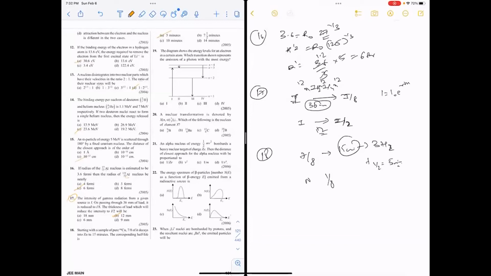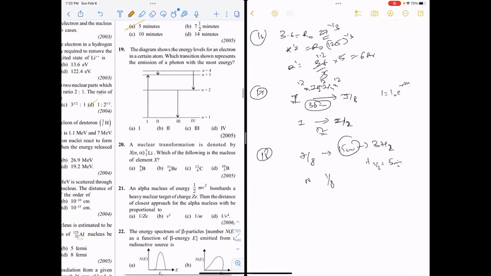Do the 19th question. The diagram shows the energy levels of an electron in a certain atom. Which transition should represent the emission of a photon with most energy? So basically 4 to 1 is the highest. It is not there. Then 2 to 1, 3 to 2, 4 to 2, 4 to 3. So 2 to 1 is more. Then comes 3 to 2, then comes 4 to 3. But he gave 4 to 2. So 4 to 2 is more than 4 to 3, but it is not more than 2 to 1. Agreed? 19th one.